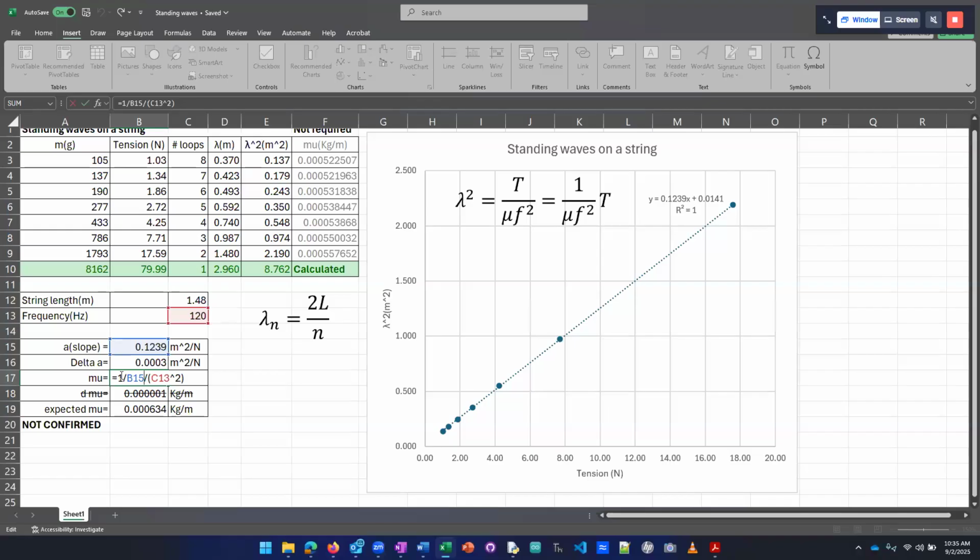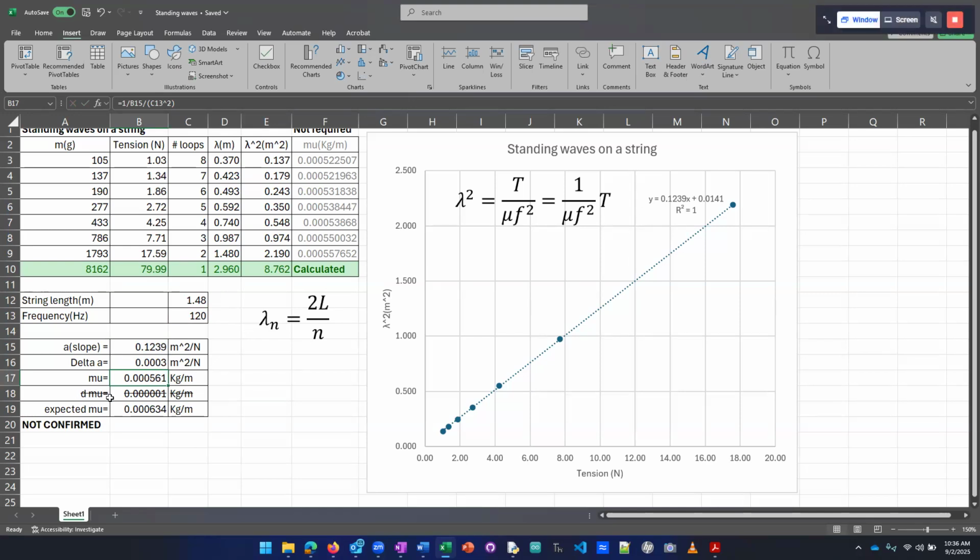So 1 over the B15, which is the slope, and over the frequency squared. So that calculates back into the string's density in kilograms per meter, because everything was in seconds, meters, and also kilograms, right? I converted all the grams into kilograms when I calculated tension, right? So now we have this value 561.